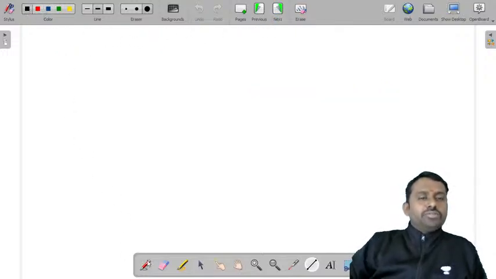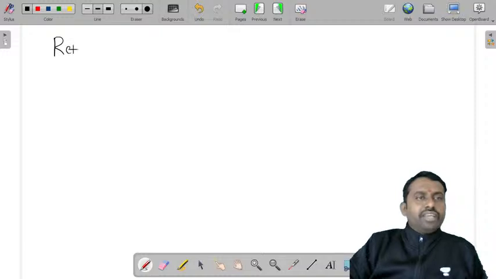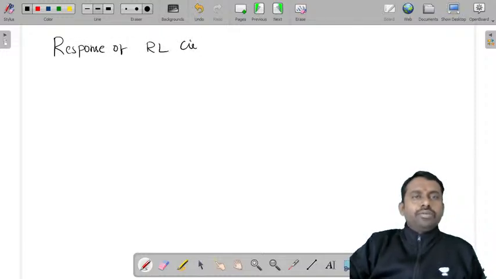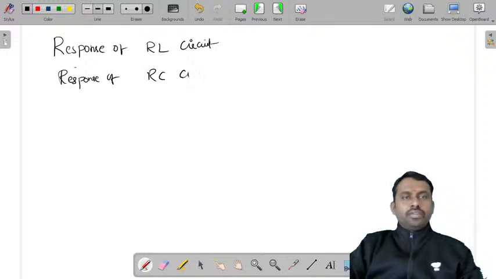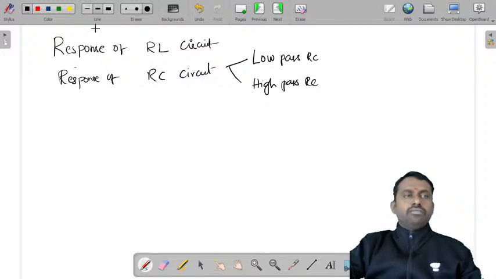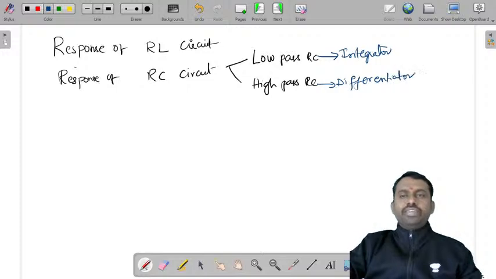So let me tell you, in the previous sessions we have discussed response of RL circuit and response of RC circuit. And in RC circuit we have low pass RC and high pass RC, where low pass RC will act as an integrator and high pass RC as a differentiator. This is what we have seen till now.